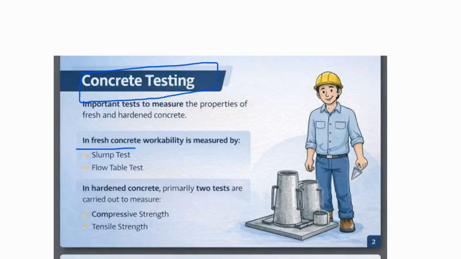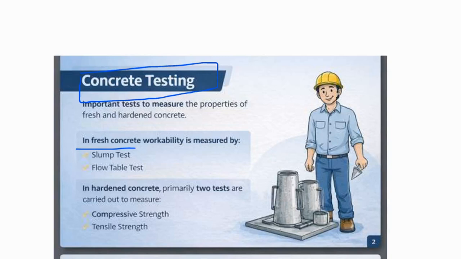In fresh concrete, the main thing we check is workability. Workability means how easily concrete can be mixed, carried, placed and compacted without problems. Workability is measured by four methods, but we will focus only on the slump test. In real construction sites, mostly we use the slump test because it is an easy, fast and practical way.